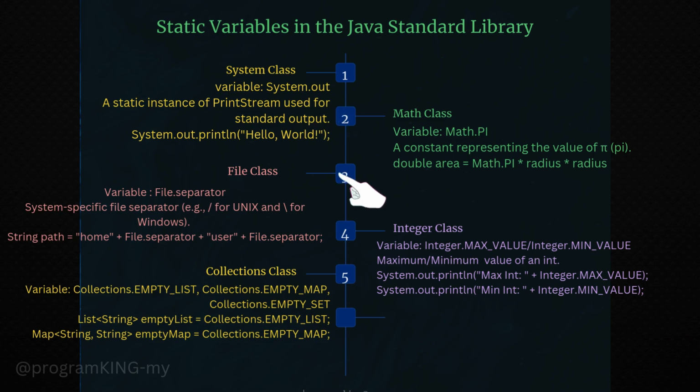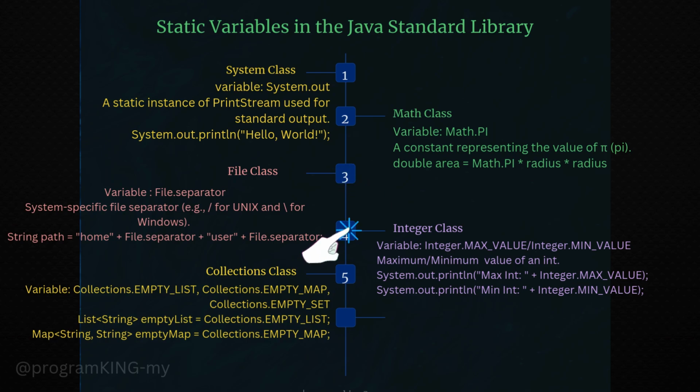File class. The File class comes with a helpful static variable, File.separator. This represents the file separator specific to your operating system. For example, String path = "/home" + File.separator + "user" + File.separator. This ensures your file paths are platform independent. No more worrying about slashes and backslashes.